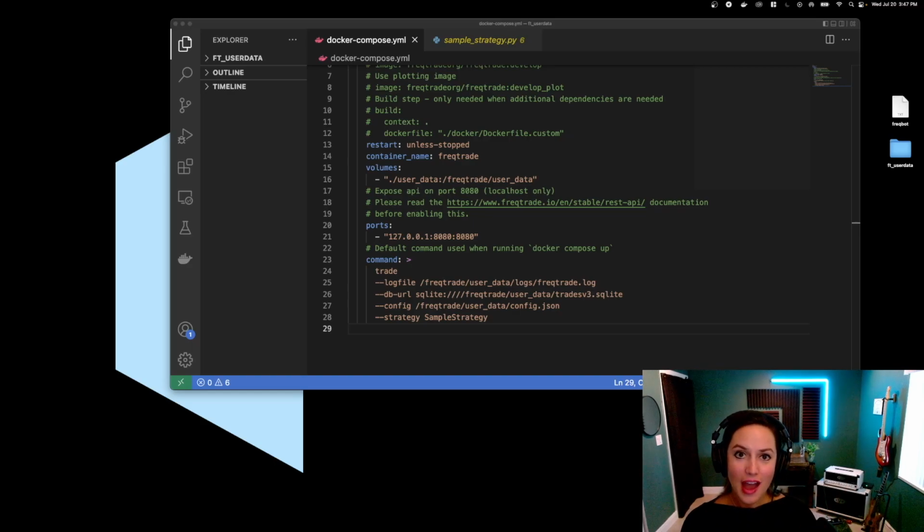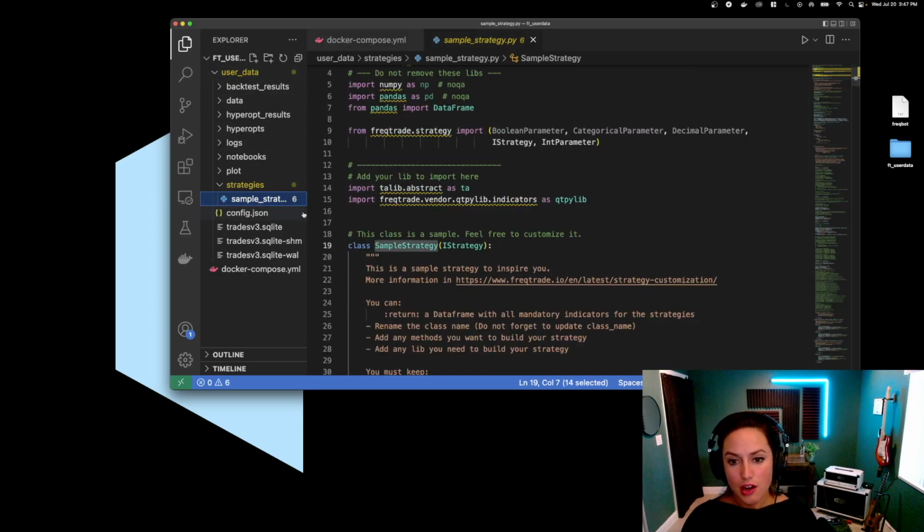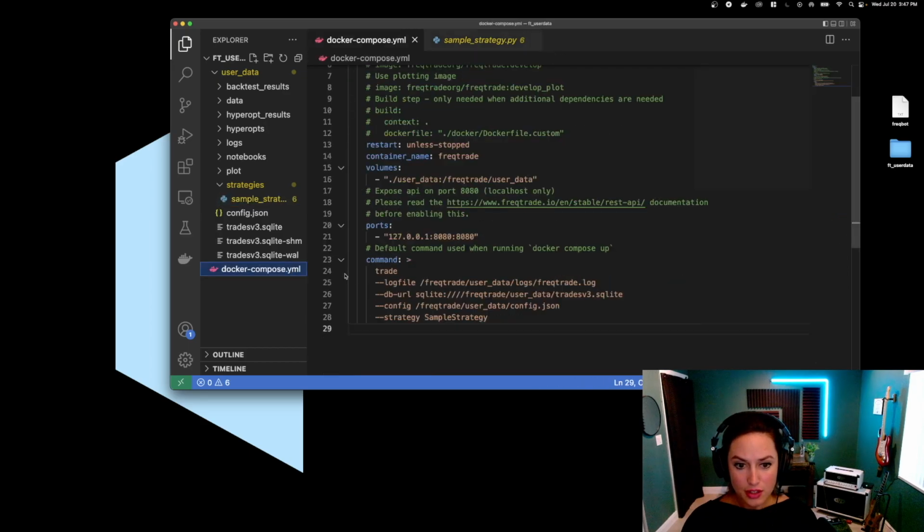Today I'm going to show you how to create your own custom trading strategy for use with an algorithmic crypto trading bot that you created using the open source project Freqtrade on GitHub. So we're going to get started by navigating using our favorite IDE to the strategies subfolder of our ft_user data directory, and we're going to click on our sample strategy. So the sample strategy class name here is what is defined in our docker-compose.yml file.